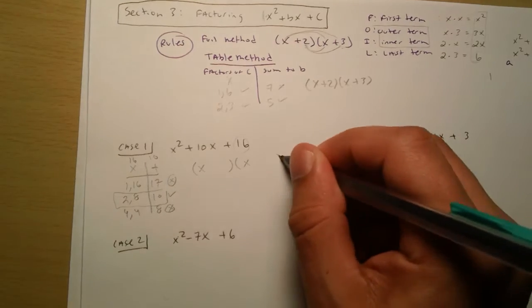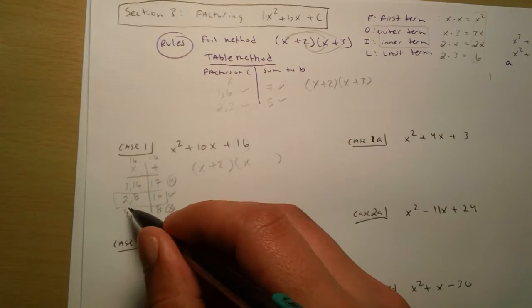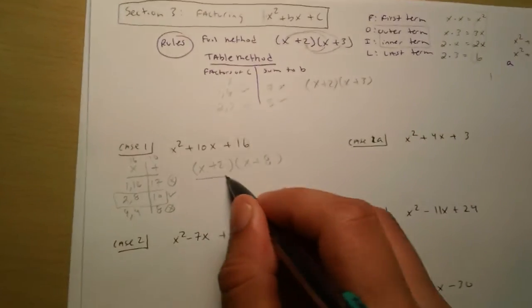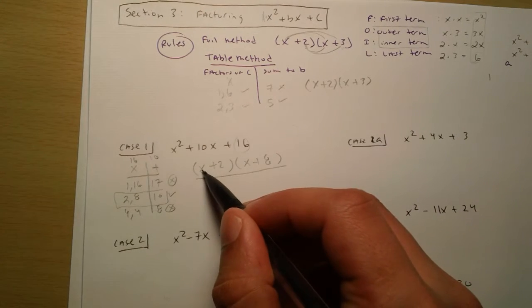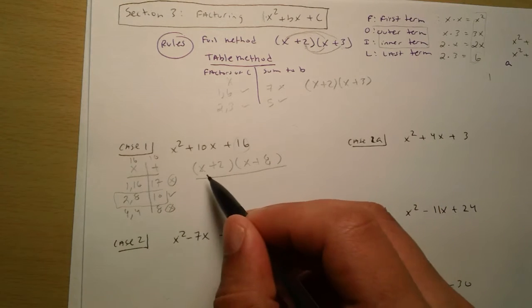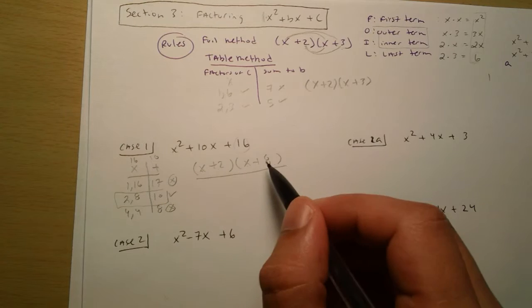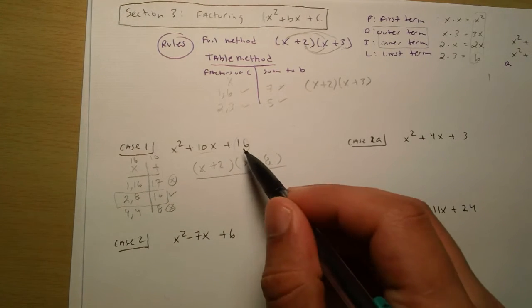So we have x, and so right here will be positive 2, and then we have a positive 8. Okay, and that will be it for our answer. Okay, now to double check, you could just use FOIL. So whenever we have x times x, we have x squared. X times 8 gives you 8x, plus 2 times x will give 2x, so 8x plus 2x will give you 10x, and then 2 times 8 will give you 16.